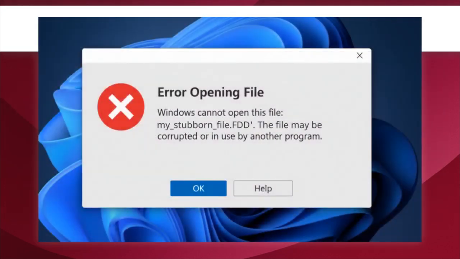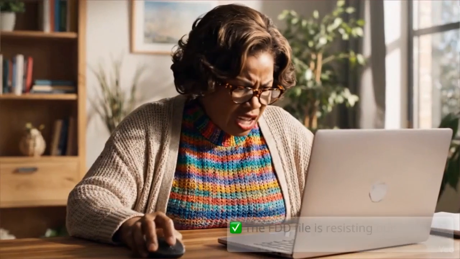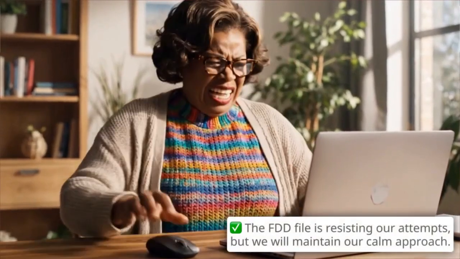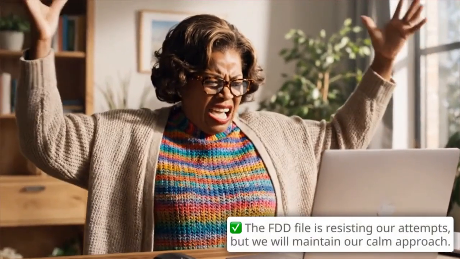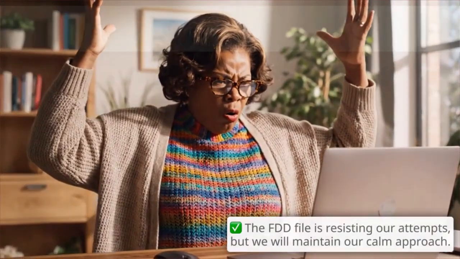If the FDD file is still giving you trouble, relax. The system isn't broken. The file is simply misunderstood. Here are the most common technical causes for this FDD error before we apply the universal fix.